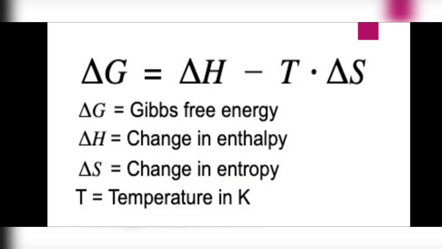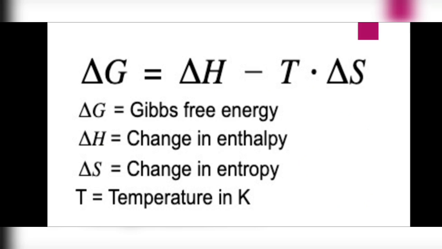Now how delta G gives a criteria for spontaneity is at constant pressure and temperature. If the value of delta G is less than 0, or if it is negative, then the process is spontaneous. That process will be a spontaneous process. Spontaneous means those which occur naturally, we don't have to supply any external support. So it will occur by itself.